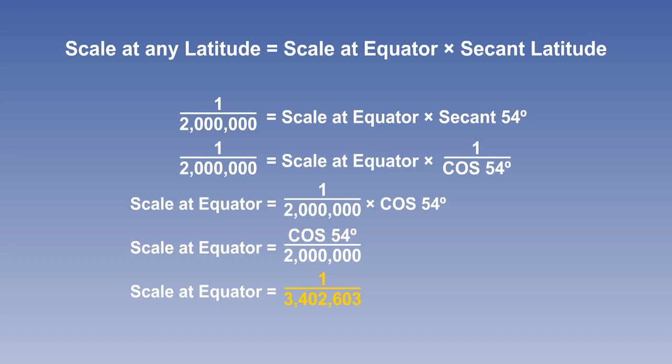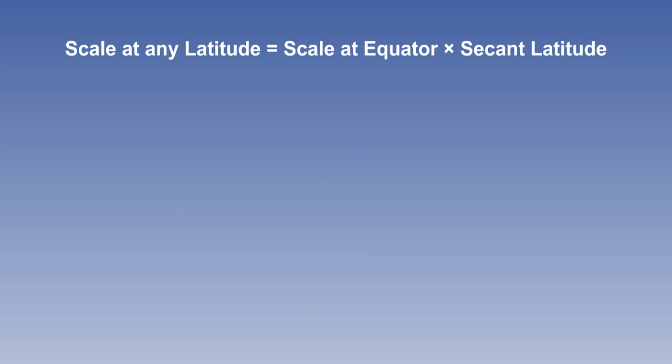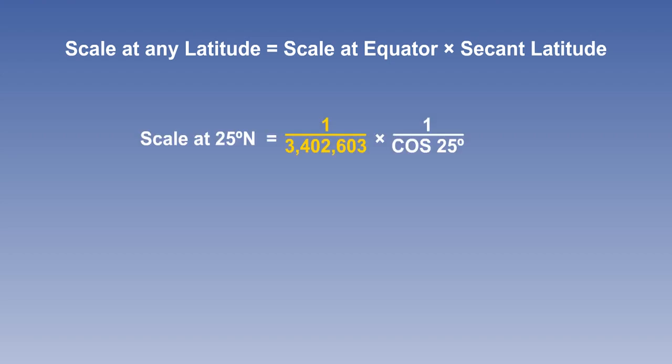Now, knowing the scale at the equator, we can find the scale at 25 north. Go back to the basic Mercator scale change formula. Scale at any latitude equals scale at the equator times secant of the latitude. We know the equator scale, so we can substitute in for 25 north. Multiplying out gives us the scale at 25 north. It's about 1 to 3.1 million.